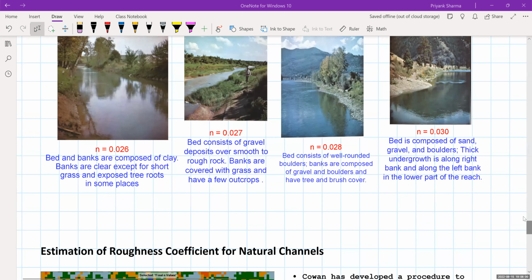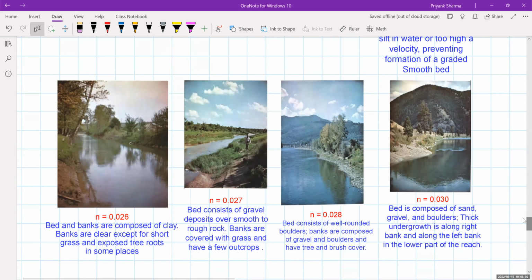Next, you can see a vegetated river stretch where the bed and banks are composed of clay, and there are some grasses. That will yield a relatively higher value of Manning's n, that is 0.026. The third one, the bed consists of gravels and some deposits of small fragments of rock, and there is grass also present on either side, and thus more roughness compared to the previous case. So it has a 0.027 value.